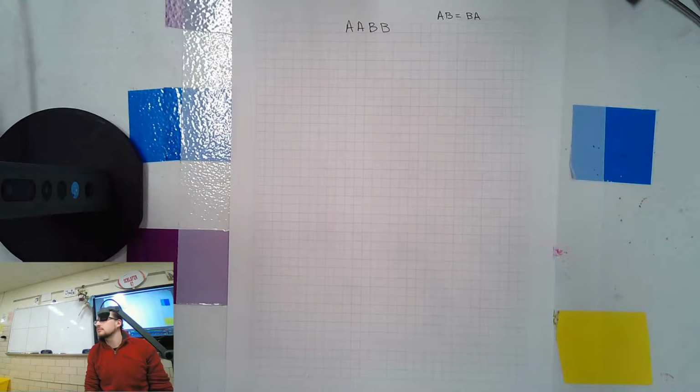Does that mean ABB is the same as BAB? ABB is the same thing as BBA. So does that mean we can't use 3 A's? Nope, only 2. You have a max of 2 A's and 2 B's. We're keeping it simple for now.